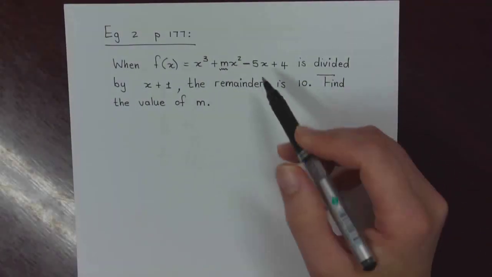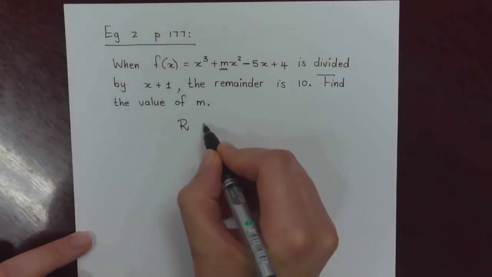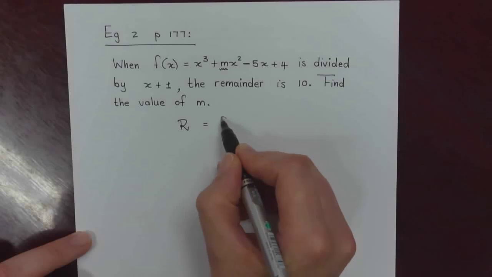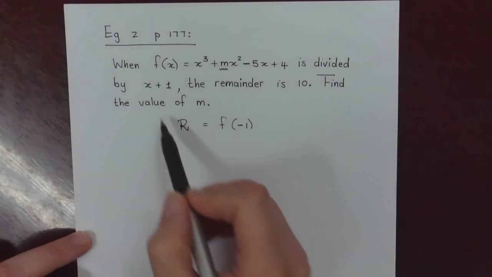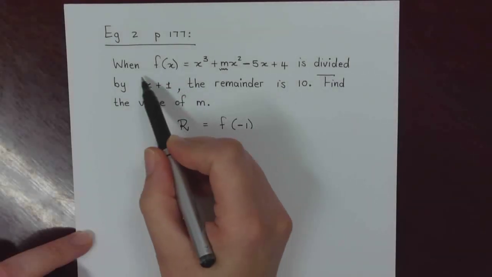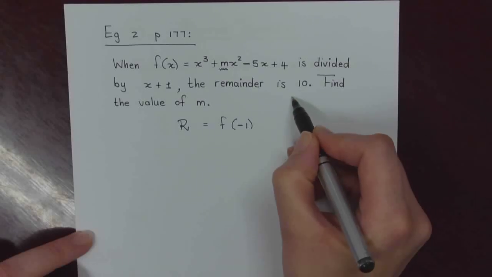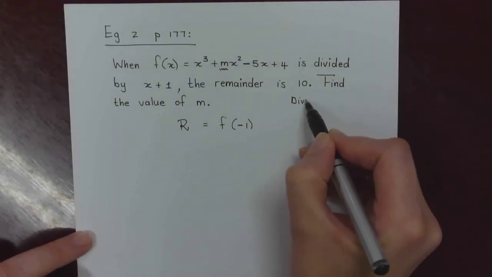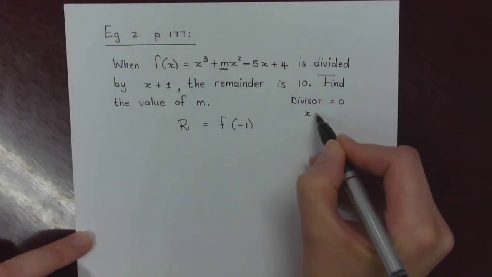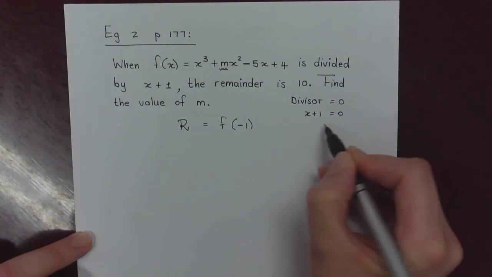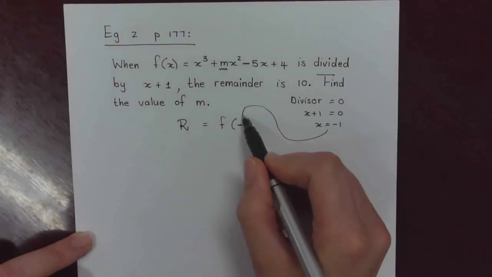But luckily I know. According to my remainder theorem, the remainder is going to be equal to, in this case, f of negative 1. And again, how did I get that negative 1? I got that negative 1 straight from the divisor. So if you quickly just want to write down the divisor equal to 0, then you'll find x plus 1 equal to 0, which means x is equal to negative 1. And that's how you know to substitute the negative 1 in there.